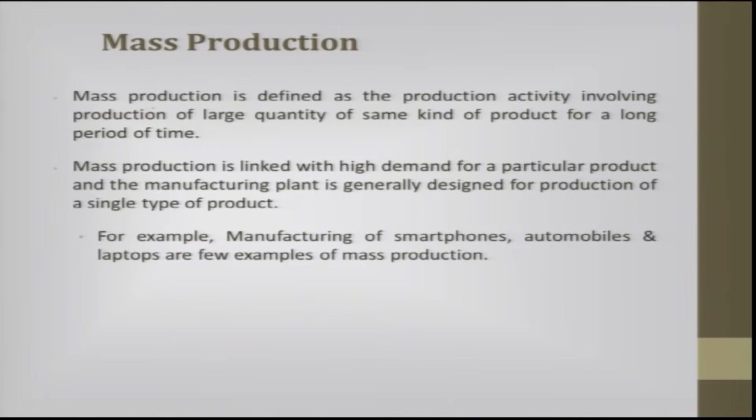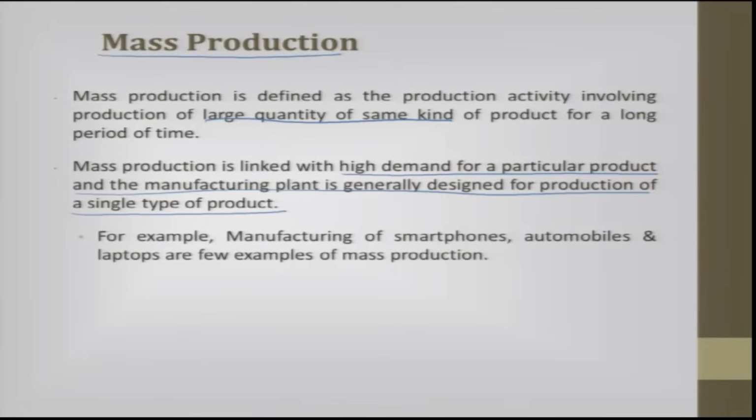So, mass production is a concept wherein we try to produce large quantities of the same kind of product. Mass production is linked with high demand for a particular product, and the manufacturing plant is generally designed for production of a single type of product. For example, cement, iron and steel, pharmaceutical companies, petroleum companies. Mass requirement is there, so they will tweak to the required customer and produce. So, mass production is another concept which has to be considered when you do product design.